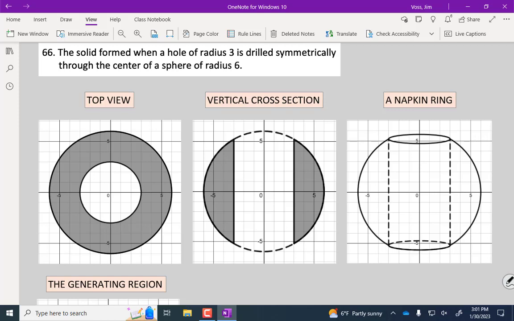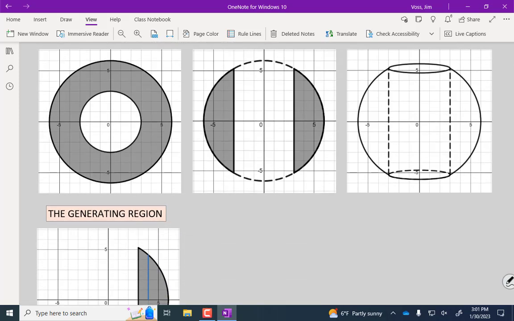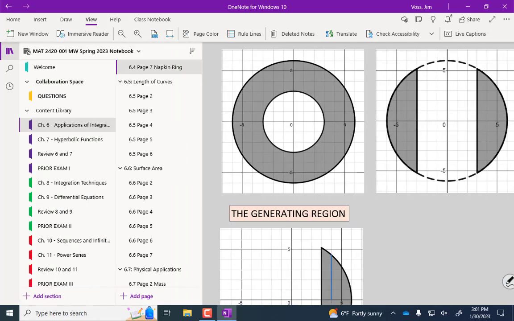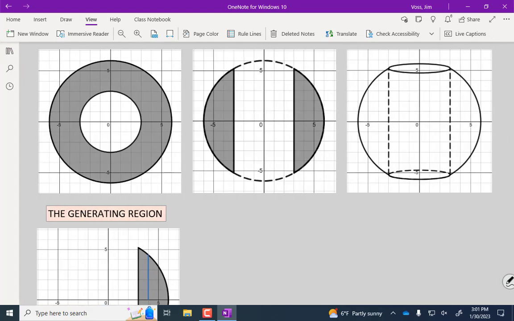And this is just a good example to deal with washers because we... Oh, wait. What technique are we using? Shells. Thank you. You could use washers. But we're going to do shells. This is a good example for shells.